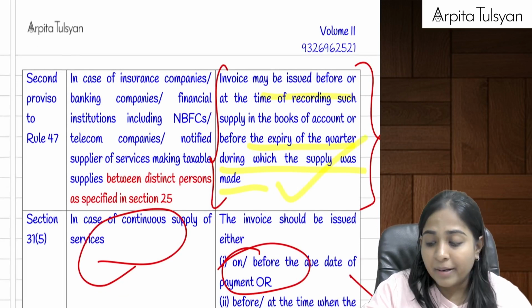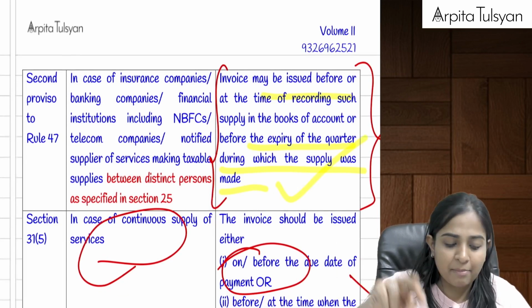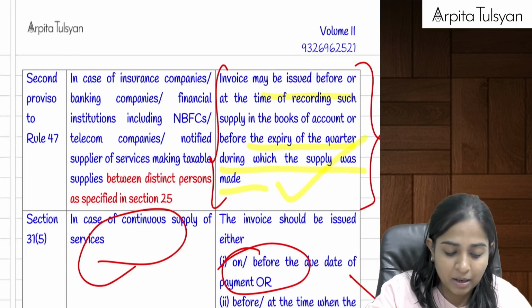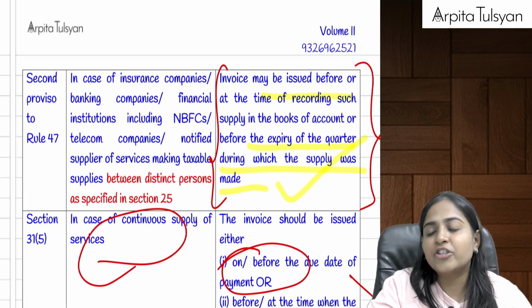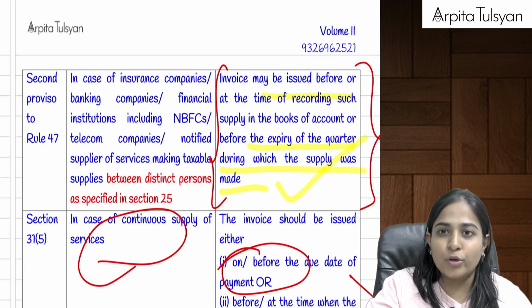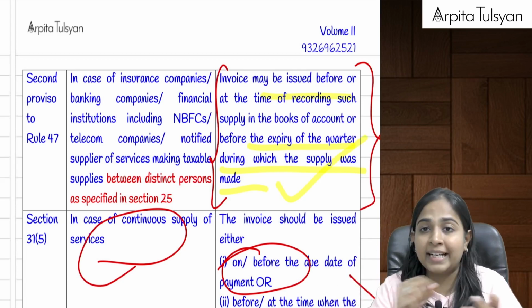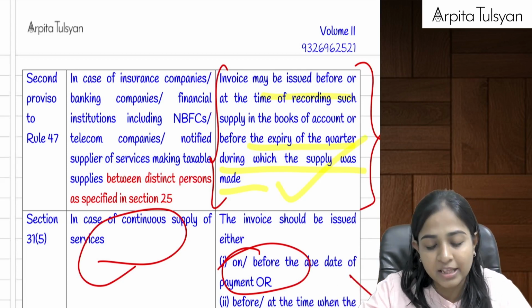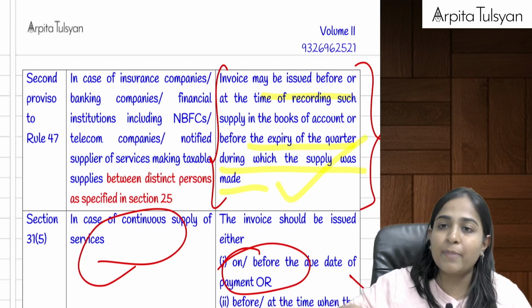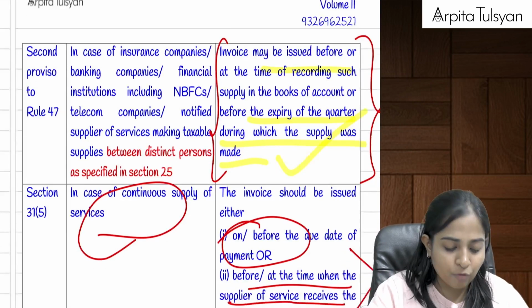Then, whenever there are any taxable supply of services provided between distinct persons, in case of banking, insurance, NBFC, telecom companies, etc., in such cases the invoice should be issued before or at the time of recording of such transaction in the books of accounts, or before the expiry of the quarter during which the supply was made.